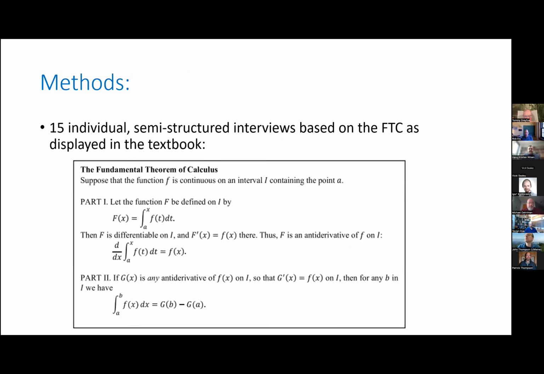We did this study by interviewing 15 volunteer engineering students in their first year, and they were all displayed with this fundamental theorem of calculus as displayed in their textbook from Adams and Essex. So they were asked rather openly to give an interpretation of what this means, but we also went into details and asked about the different symbols, for example, the differentials and the integral signs.